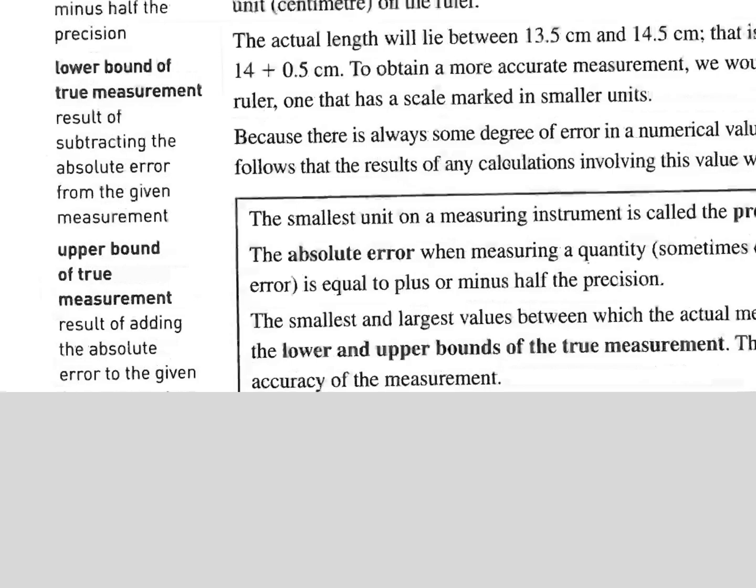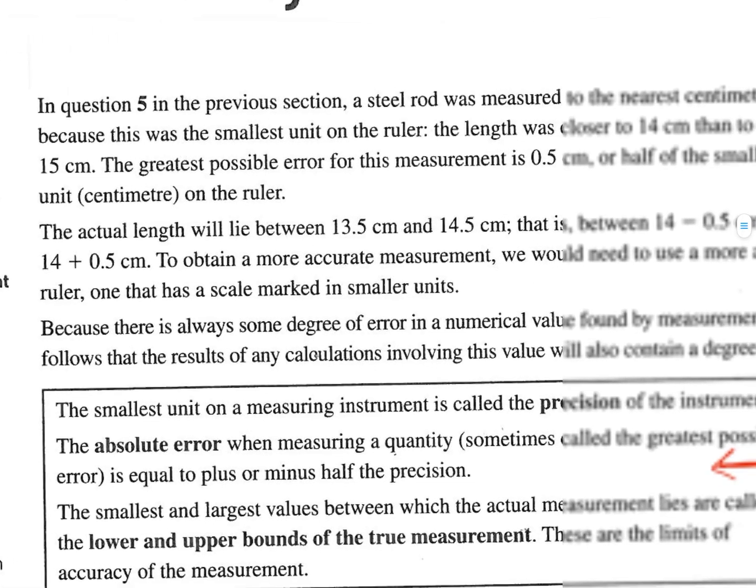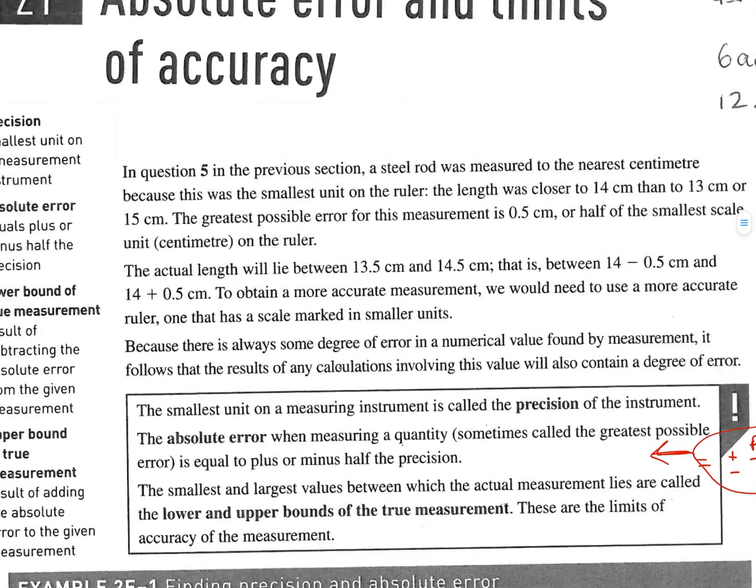So the absolute error is plus or minus half the precision. I'll go over that for you in a minute. And I'll go over those other ones, upper and lower bound, as we get there, because otherwise I'm going to be saying the same thing 20 times.